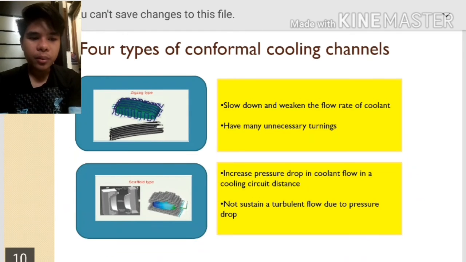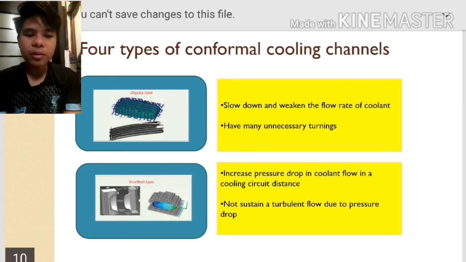There are 4 types of conformal cooling channels. First is the zigzag type, which helps to slow down and weaken the flow rate of coolant. It also can have many unnecessary turnings, which is a property of the zigzag type. Then there is the scattered type, which increases the pressure drop in the coolant flow in a cooling circuit. It also does not sustain a turbulent flow due to the pressure drop.